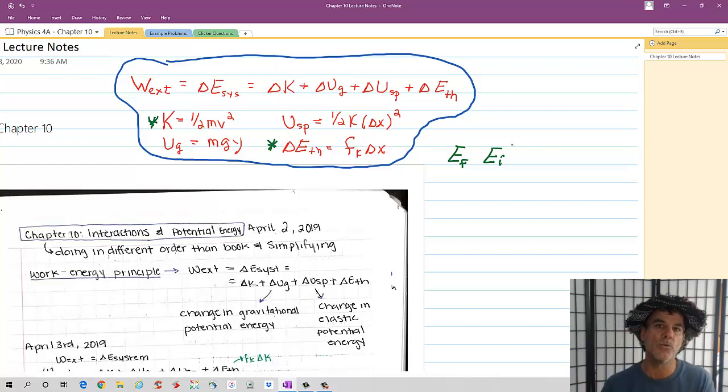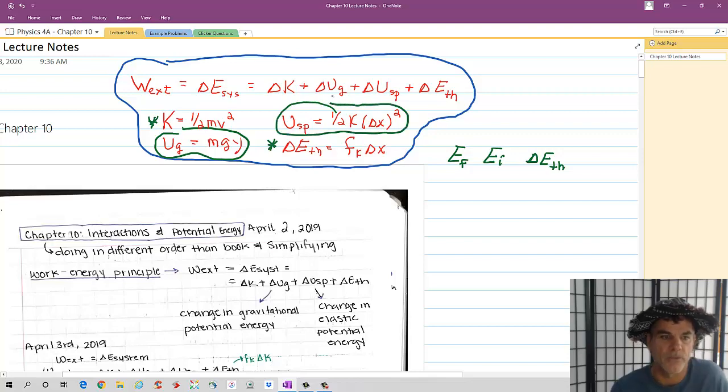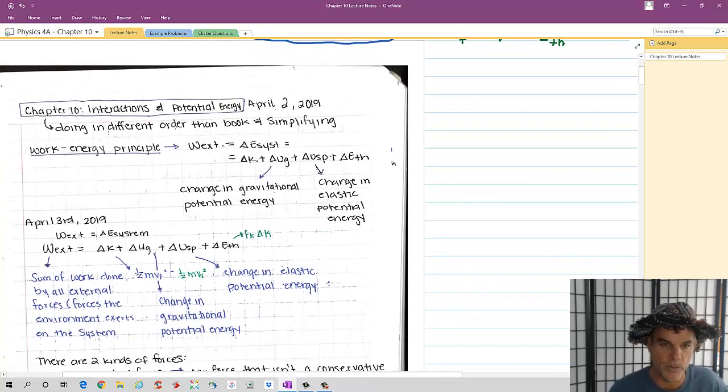But we do know how much the thermal energy changes. So we only have an equation for the change in thermal energy. And that's equal to the force of kinetic friction times the displacement over which it acts. The two equations we haven't had so far are gravitational potential energy, mgy, and elastic potential energy, 1/2 k delta x squared.